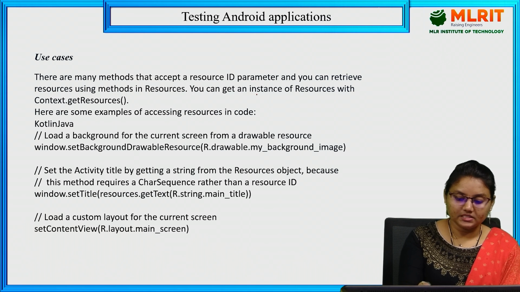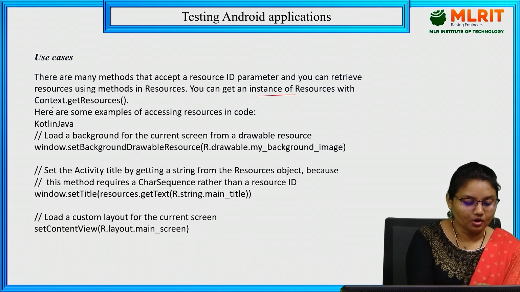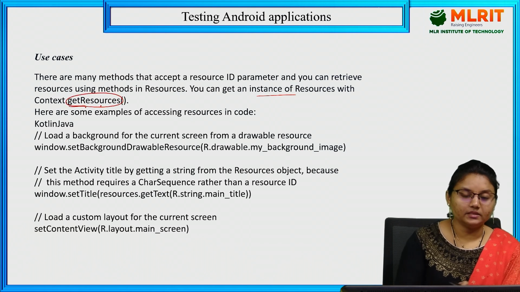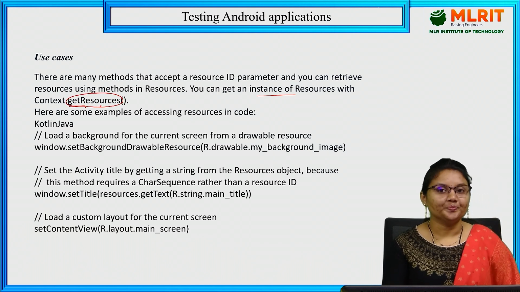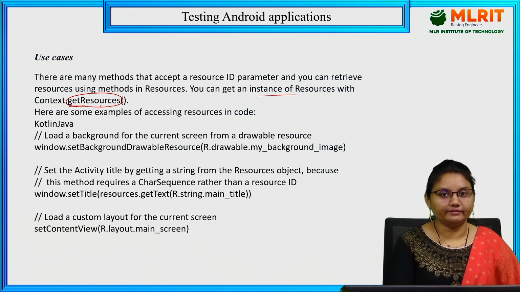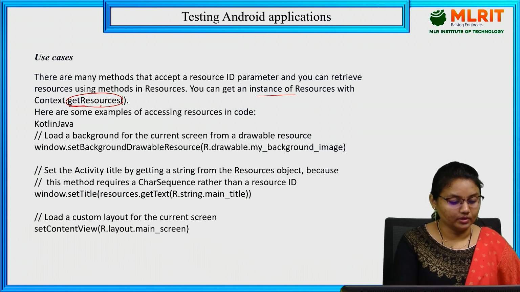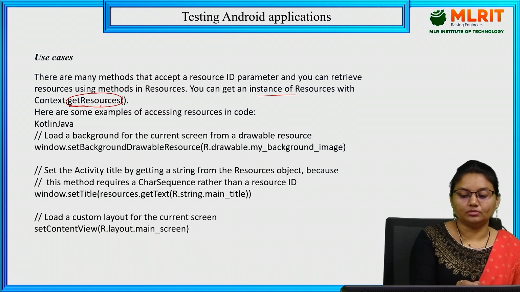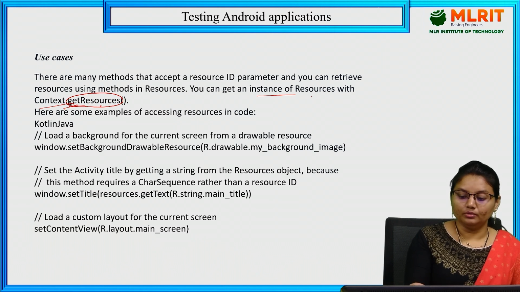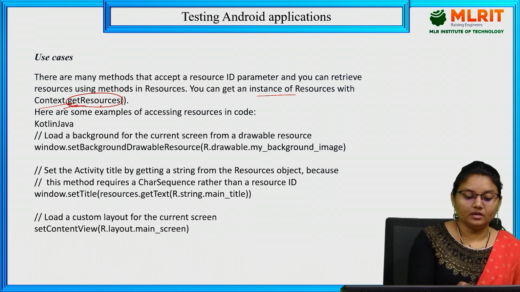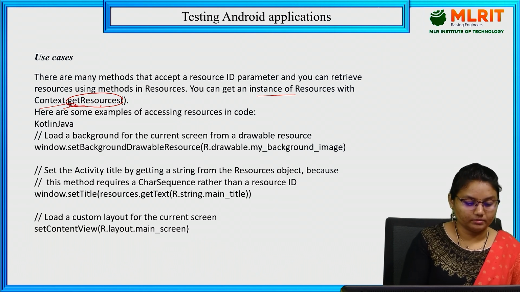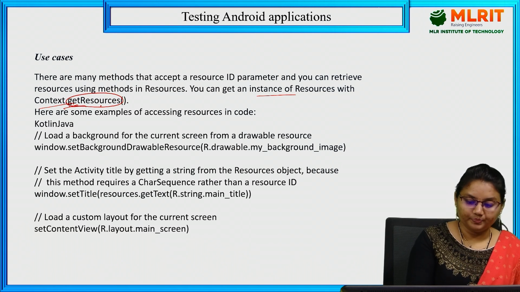You can get the instance of resources with context.getResources. getResources is again used to get all the resources that are defined under your res folder. So with context.resources, context is an instance that you are using here to get the information using the getResources method. In Kotlin or Java, there are some examples of extracting.